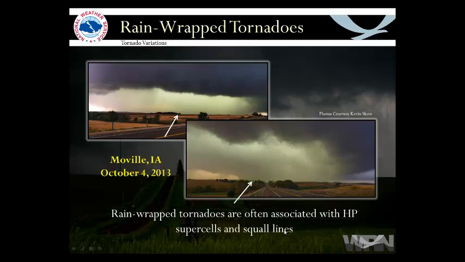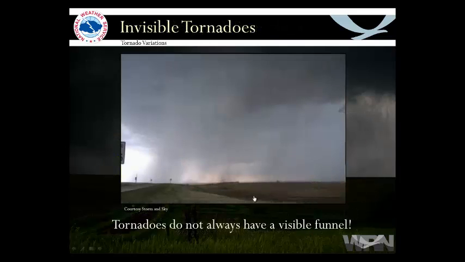Tornadoes can be rain-wrapped as well and very difficult to see as a spotter whether there is actually a tornado within the rain. Here are two examples, where there's a wide area of rain, and there is actually a tornado in there. They can often be associated with HP supercells and squall lines, but again, it's very difficult for a spotter to see. The best bet may be to drive down the road and see if there's any power line or transformer flashes, and then eventually wait for the storm to pass and see if you notice any damage in the area where you think there may be a tornado.